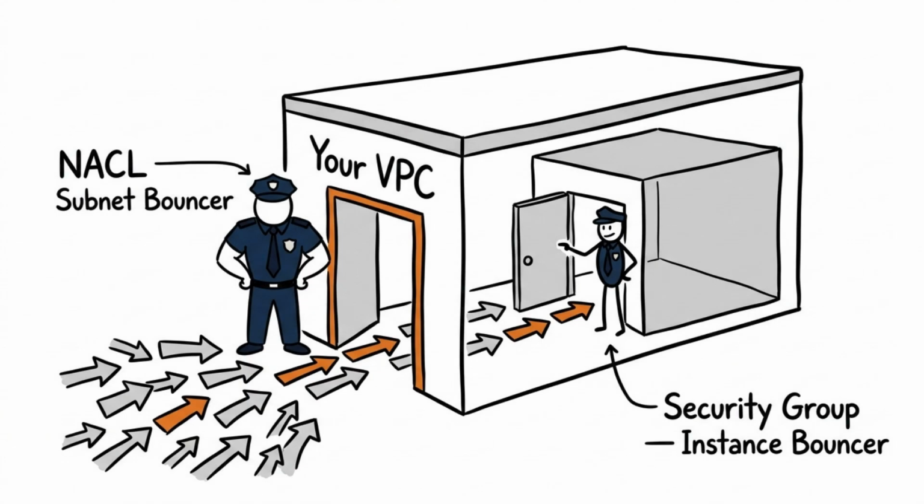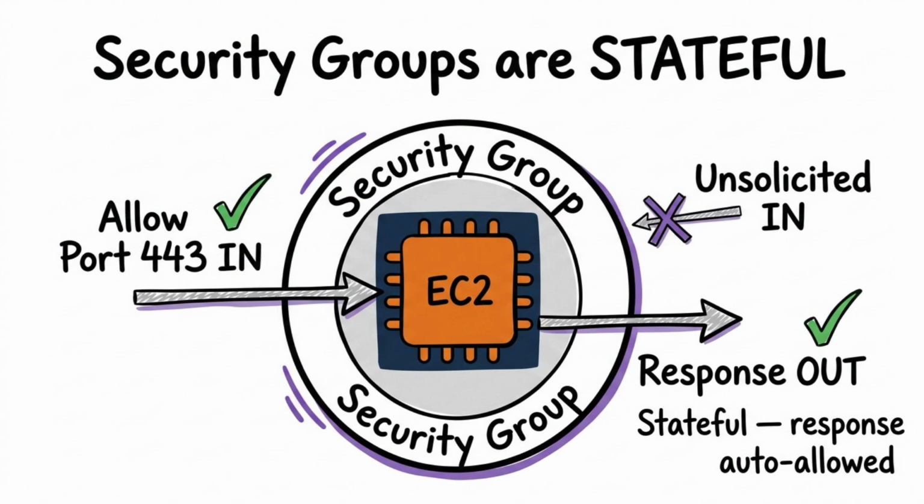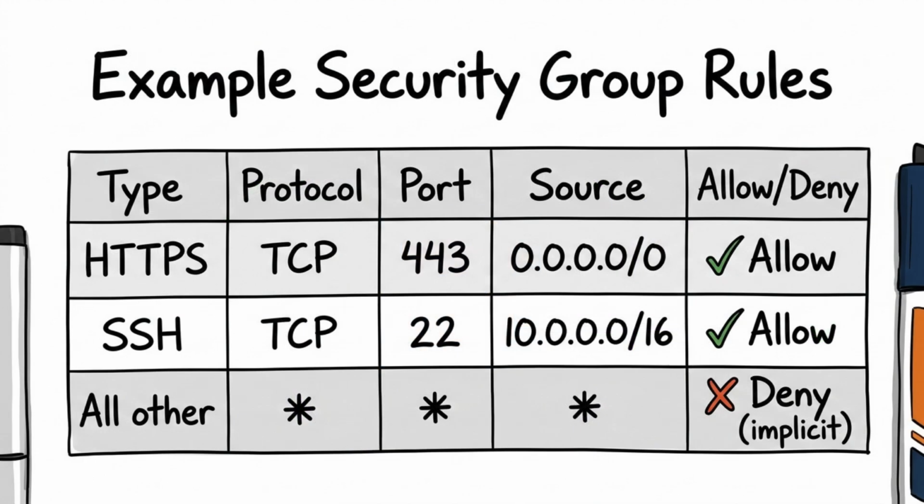AWS gives you 2 layers of network security. Think of them as 2 different types of bouncers at your club. Security groups are stateful firewalls at the instance level. Stateful means if you allow traffic in, the response is automatically allowed out. You don't need to write a separate rule. Security groups are attached to resources like EC2 instances or load balancers.